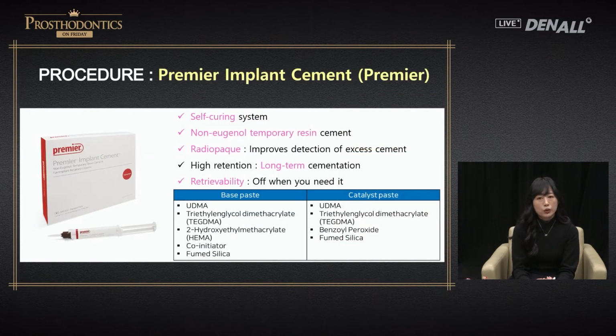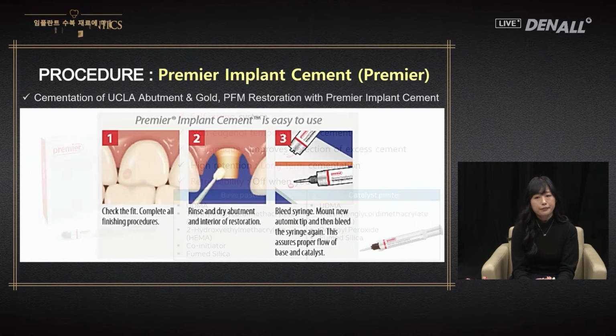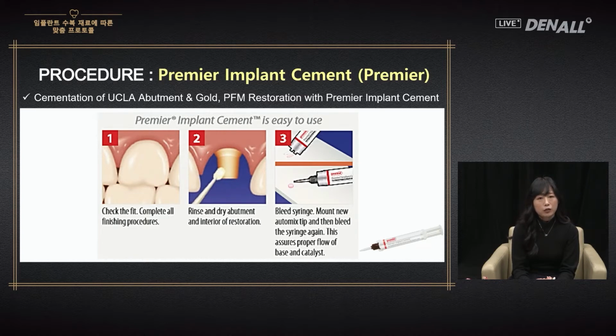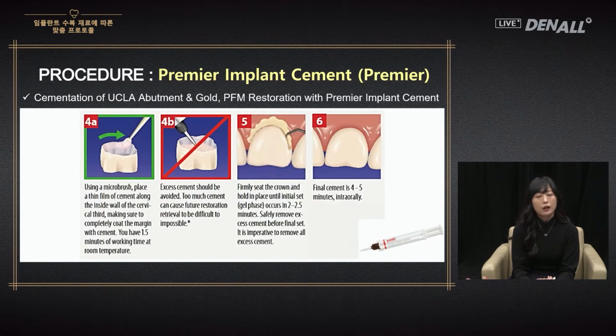In this example, I'm going to use Premier Implant cement, which is non-eugenol resin-type temporary cement. You clean and sandblast the inner surface of the restoration, connect the abutment, clean it, and then do the sealing. A small amount of Premier Implant cement should be applied, and once the restoration is placed, before the cement is set, the excess is removed. Finally, once it is set, check the margin and occlusion and conduct the final polishing.